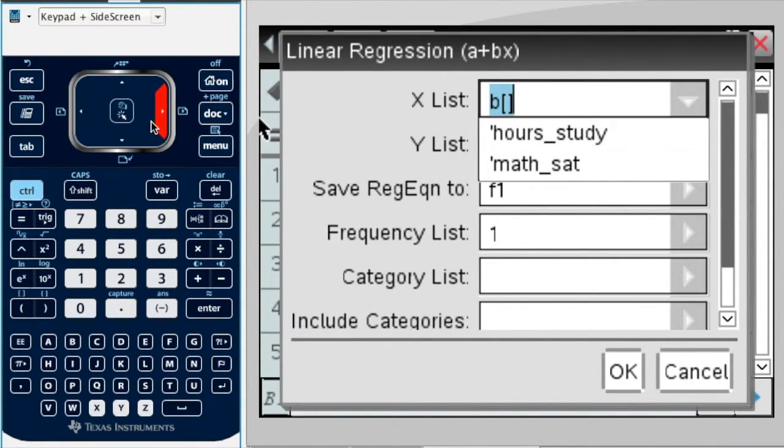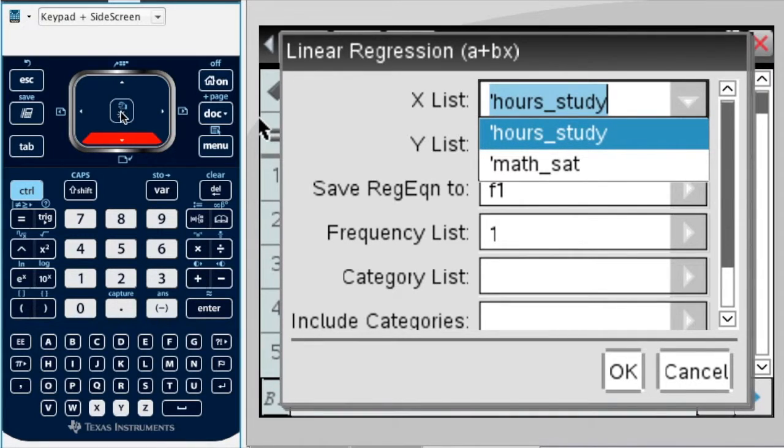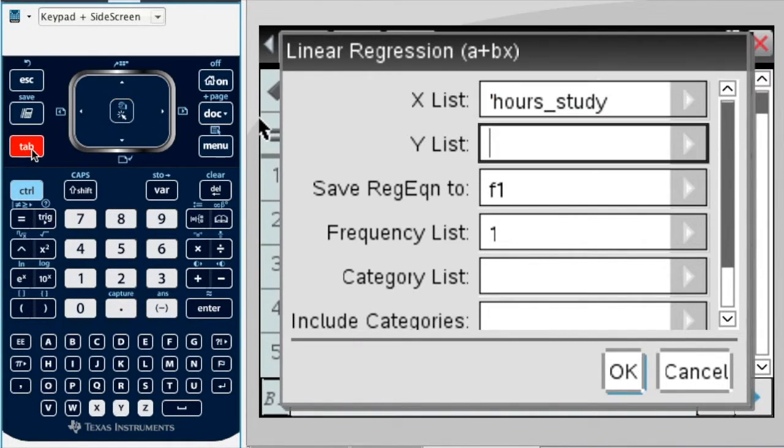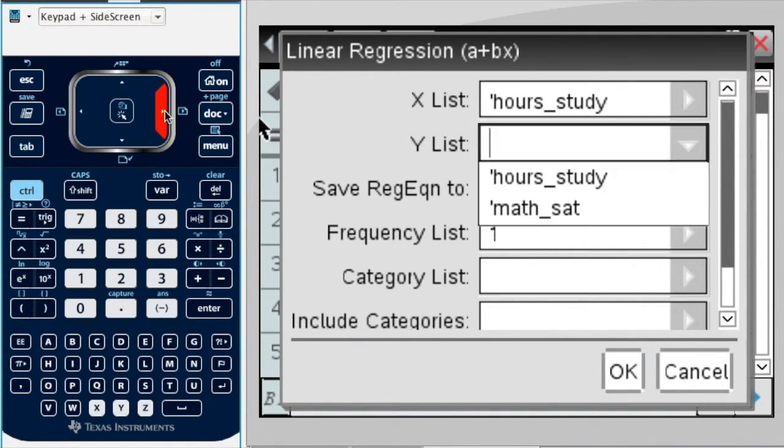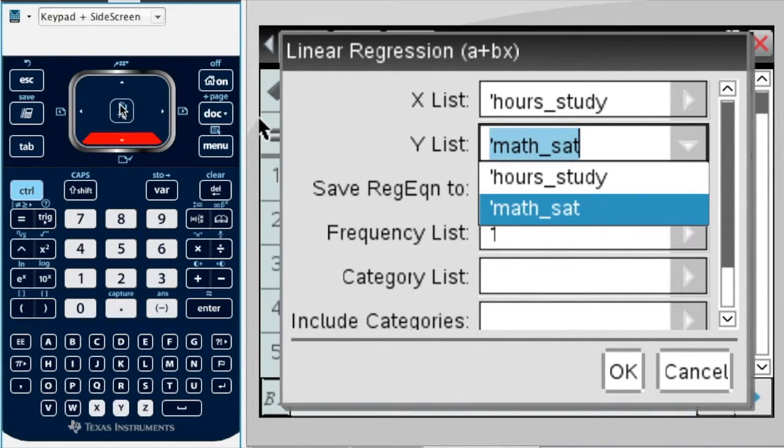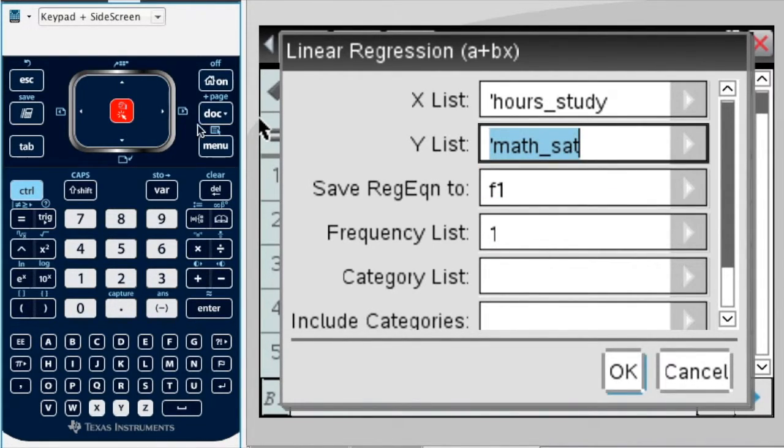up pops our list of variables. That's why we named them. Our x variable is hours of study. Press tab to get to the y variable. Hit the right arrow again and pick Math SAT. One thing of note, because we're going to be using this, it's going to store our regression equation into F1, and we're going to be able to recall that a little bit later.